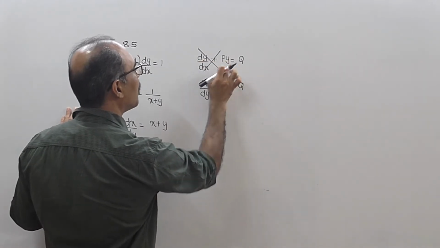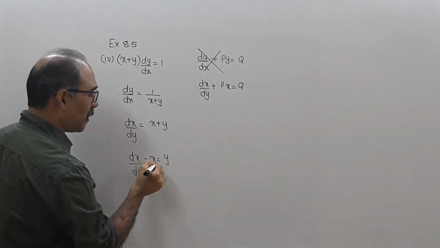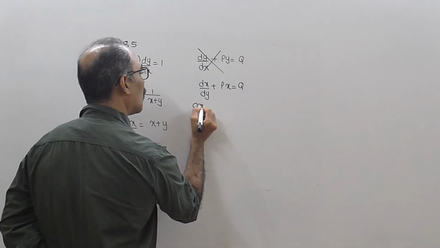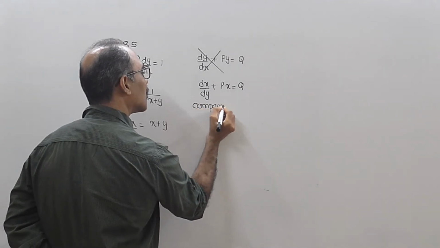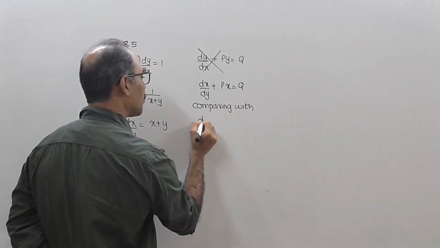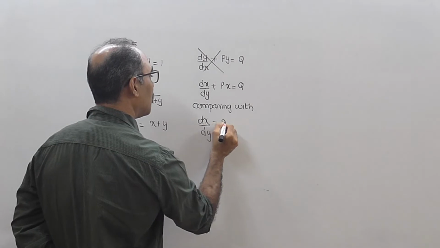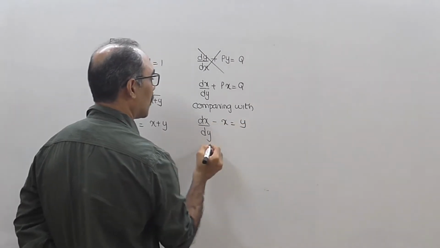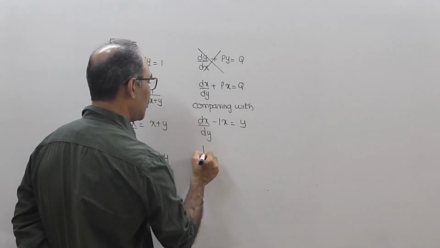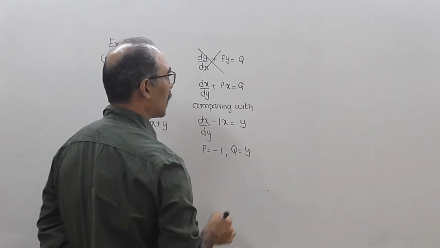Here it is y, so here also there will be y; here there will be x, so here also x. Look, here there is x, so next to it there should not be y, there should be x. So what I will do is compare with dx by dy minus x equal to y. Minus x means it is minus 1x. So can I say that my p will be equal to minus 1 and my q will be equal to y.